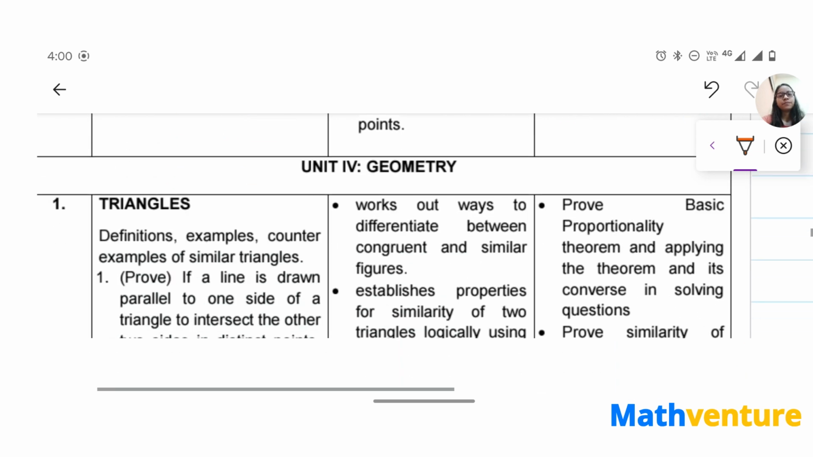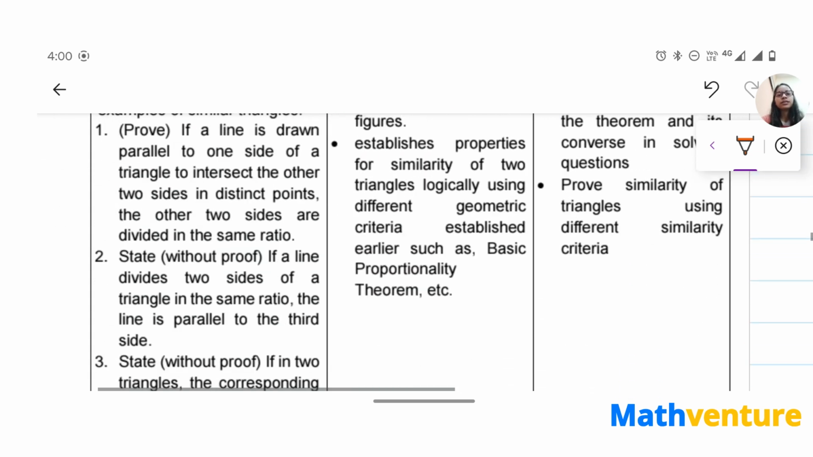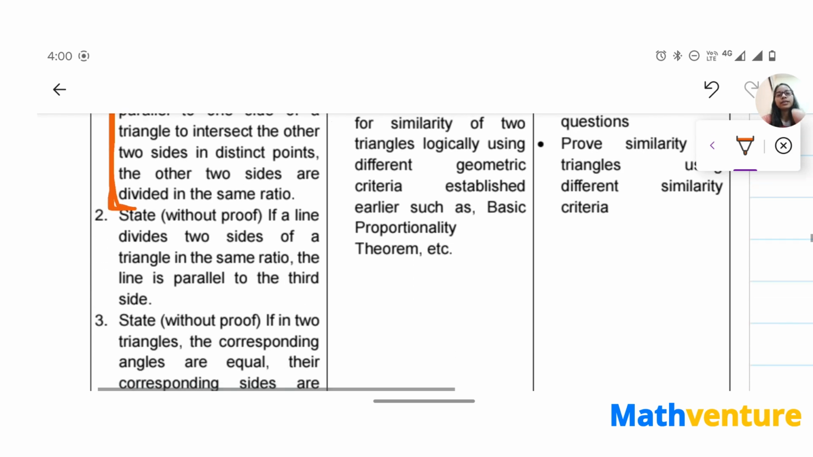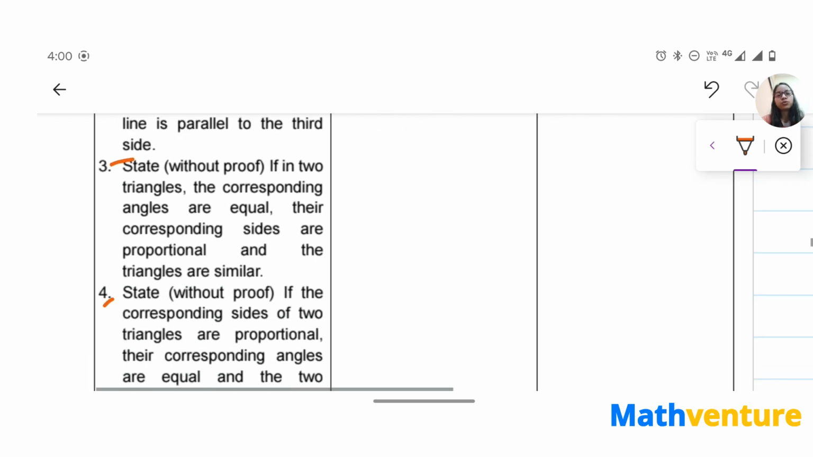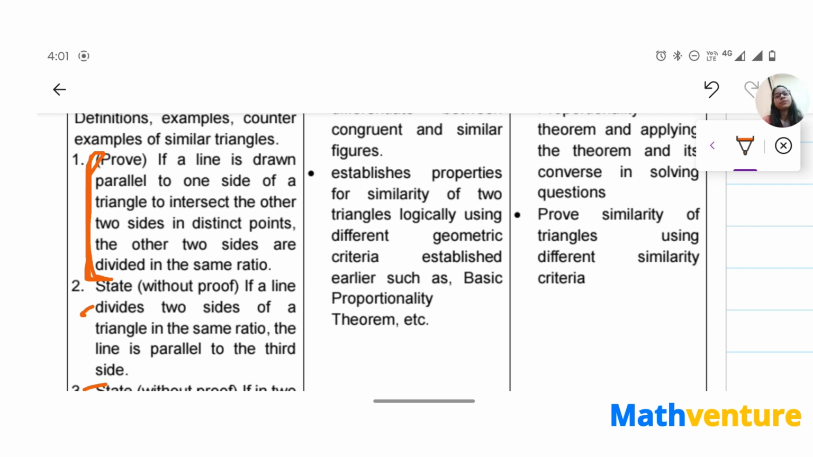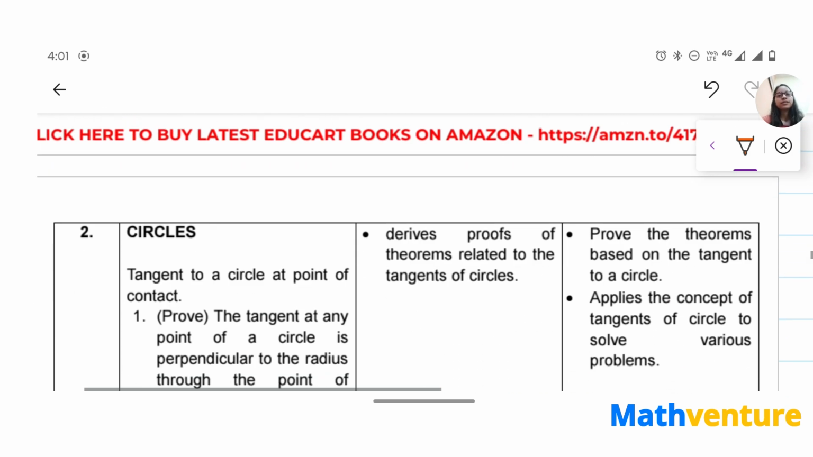Next is triangles under geometry. Triangles, there is one theorem to be proved. They can give you this theorem in exam to prove it, and there are another 2, 3 and 4 theorems. These theorems will be used to solve the questions which are given in the exercise and they can be asked in the exam. Okay, next is the circles.